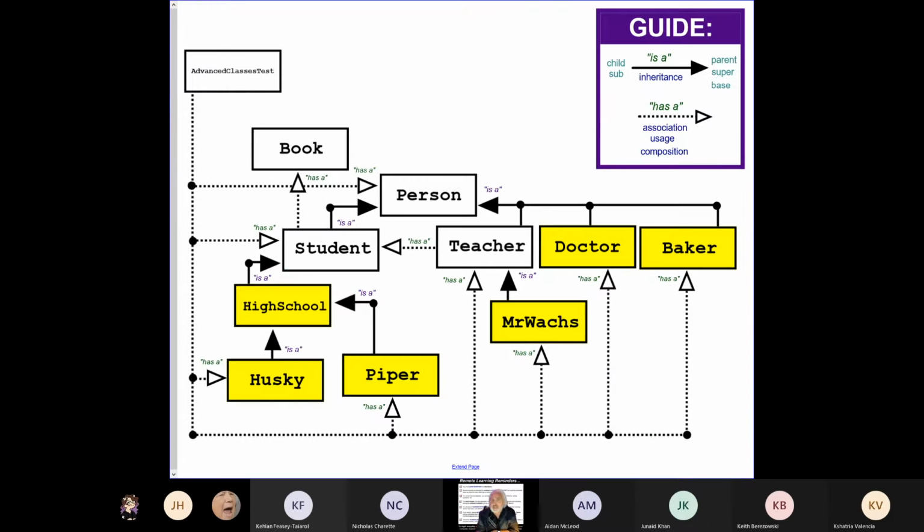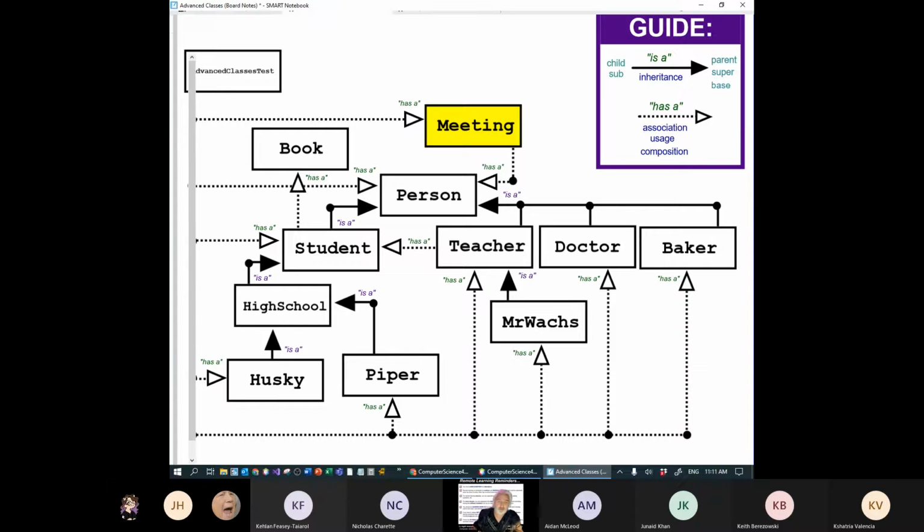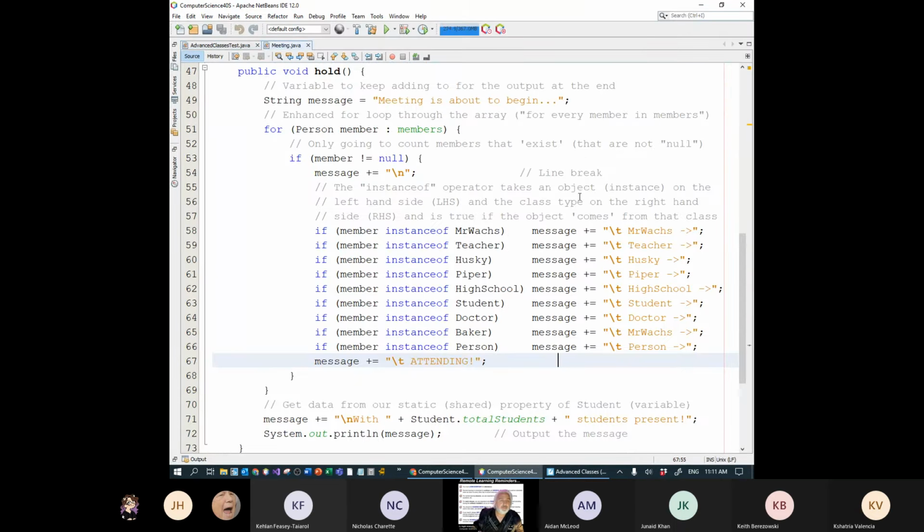Okay. And then in this last week or so, I've said, well, let's bring in some more classes. Let's bring in the doctor class, the baker class, the piper, the husky, the high school, the Mr. Walks class. All of these classes were brought in as well. And then as of yesterday, we also brought in the meeting class. Now, the meeting class uses the person class, but because the person class is the parent of so many classes, it uses polymorphism to do what we did yesterday, which was in our meeting class, write a complicated method like our hold method, which loops through an array of person objects and uses a new thing called instanceof to look at the child versus the parent and kind of how all that vocabulary comes together.